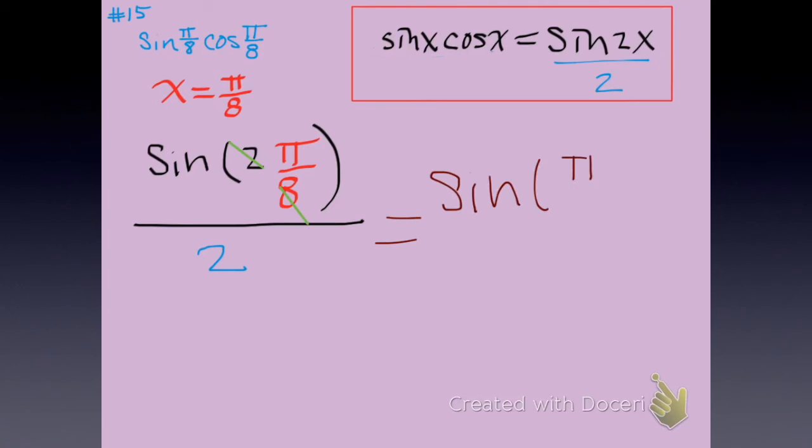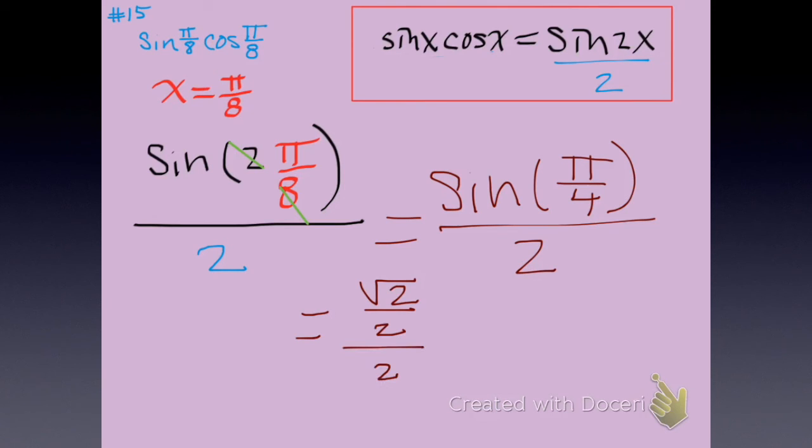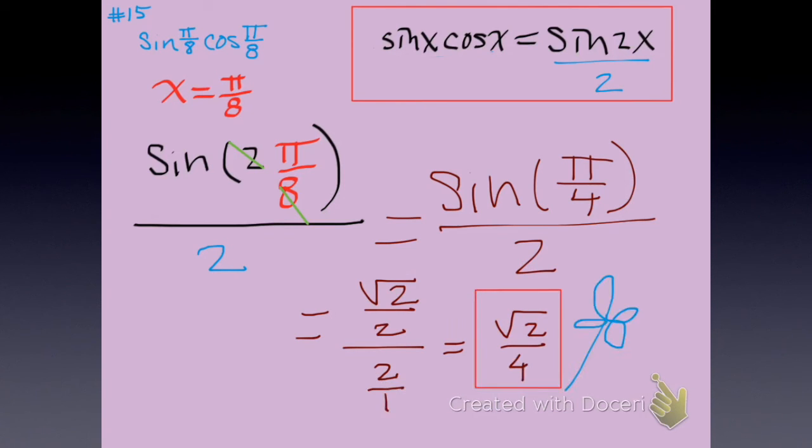I reduce, and now that's the sine of pi over 4 divided by 2. But what is the sine of pi over 4? It's the only one you ever remember. That's root 2 over 2. And then dividing by a fraction is the same as multiplying by the reciprocal, and we get our answer: root 2 over 4. Box and flourish.